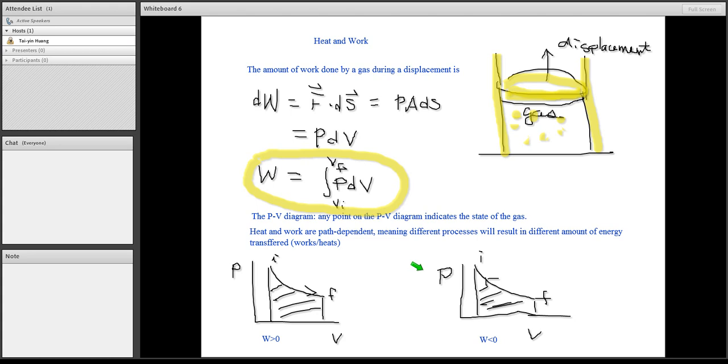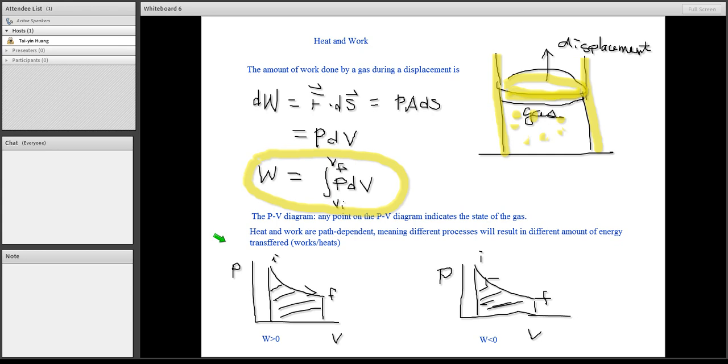so that the volume becomes smaller. Because delta V is less than 0, the amount of work done by the gas has to be less than 0. So just by looking at these two diagrams, although you have the same initial point and the same final point, the amount of work is positive in one and negative in the other. This tells us that heat and work are path dependent, because it depends on the direction of the process. Different processes will result in different amounts of energy transferred.